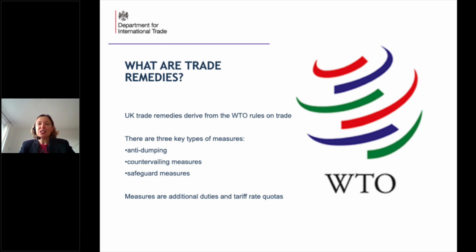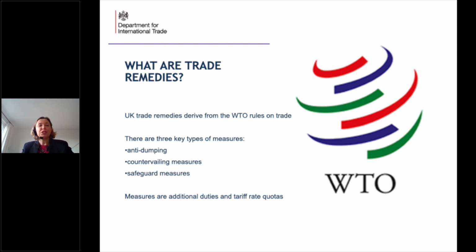There are three key types of trade remedy measures. Anti-dumping, where cheap exports are being dumped in the UK, injuring UK industry. Countervailing measures, which is where foreign subsidies on exports to the UK are unfairly harming UK industry. And safeguards, where a sudden and unforeseen surge in imports causes serious injury to UK producers. Safeguards are global measures and a bit different to dumping and subsidy, which are targeted to particular exporters in particular countries.